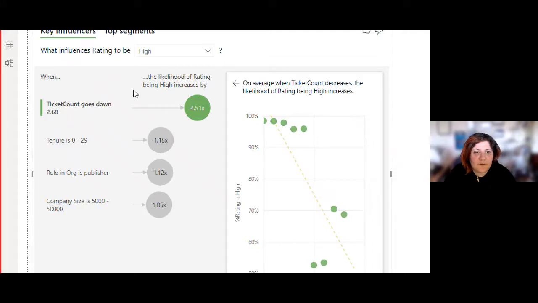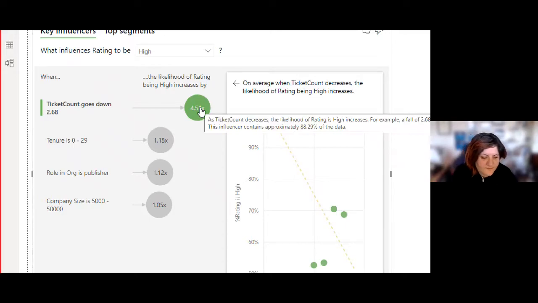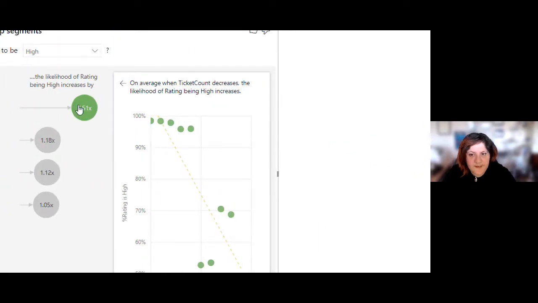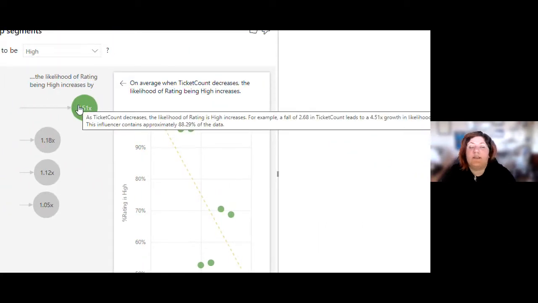So as you can see, there is also an explanation through that. If you hover your mouse, let me bring it over here so you can see that. It says that as the ticket count decreases, the likelihood of a high rating increases. For example, a fall of 2.6 in ticket counts leads to a 4.15 growth in the likelihood that people actually rate us high.